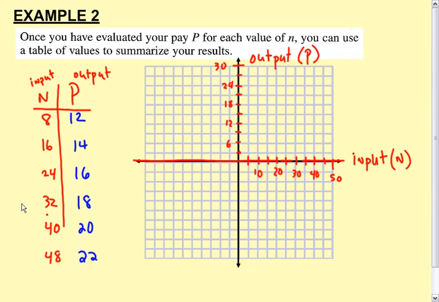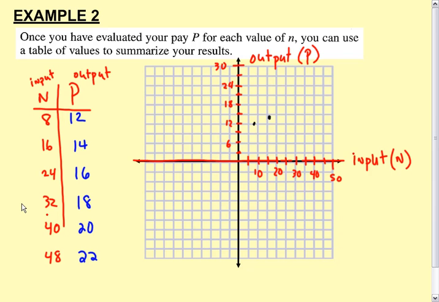Let's see. If I pick 8 quarts, that gives me $12. So remember, you move your ladder and then you climb your ladder. So I'm going to go over 8 and up to 12. So that's about right there. Okay? And then 16 up 14. Okay, so that's about here. Move the ladder to the right and go up to 14. That's going to put us about right there.